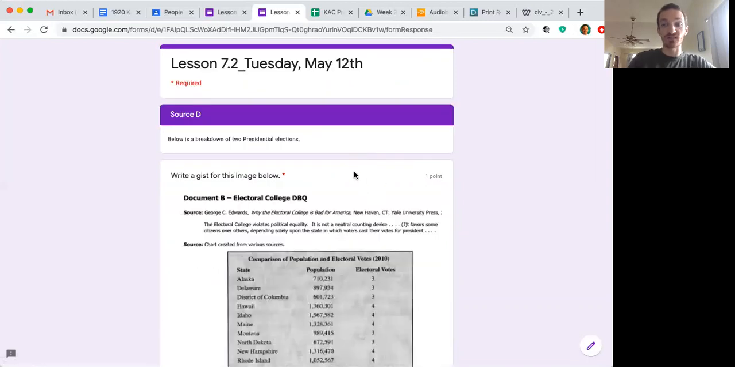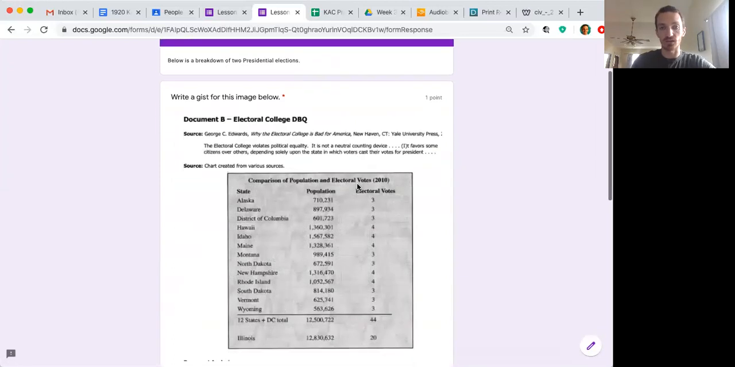I'm going to fix this, guys. It shouldn't be 2 separate sections. It should just be 1 section. So I'm going to fix it so you won't have to click next after that. It's just going to be 1 section. But this is document B, the Electoral College.